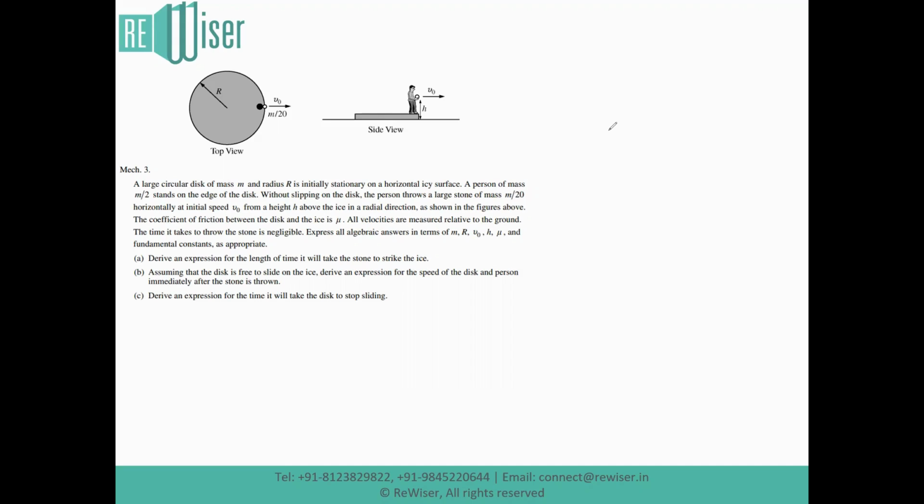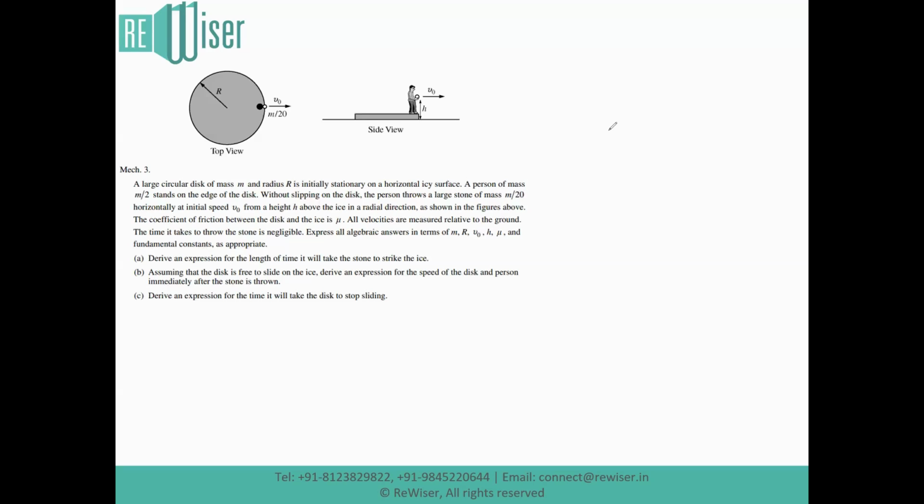The coefficient of friction between the disk and the ice is mu. All the velocities are measured relative to the ground. The time it takes to throw the stone is negligible. Express all algebraic answers in terms of mass m, radius r, velocity v0, height h, coefficient of friction mu, and the fundamental constants if and where appropriate and necessary.